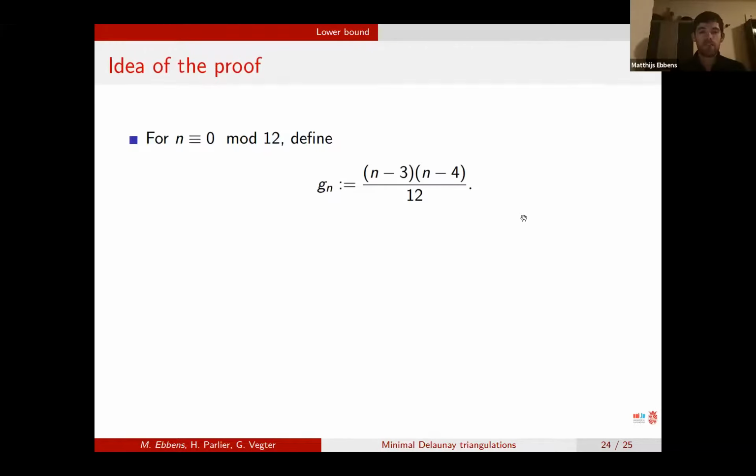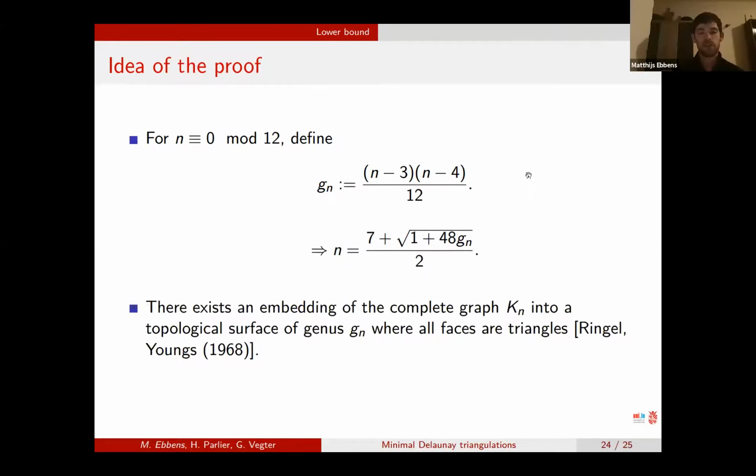And the idea of the proof is as follows. Suppose you have some n divisible by 12, and n will eventually be the number of vertices. Then we can define our genus as this expression, because when you solve that for n, you will get exactly the right number of vertices. And then it is known that there exists an embedding of the complete graph on n vertices into a topological surface of genus G_n. And the nice part is all faces are triangles in this embedding. And that's good for us because we are looking at triangulations.